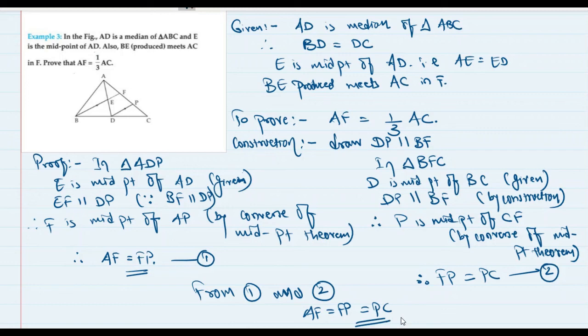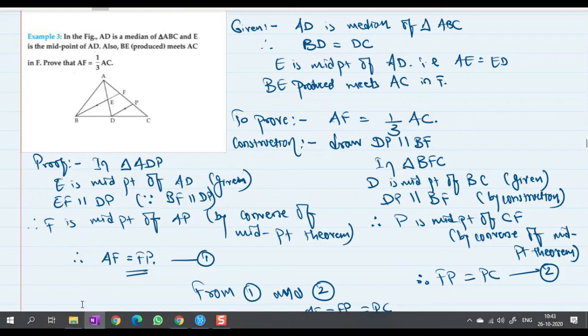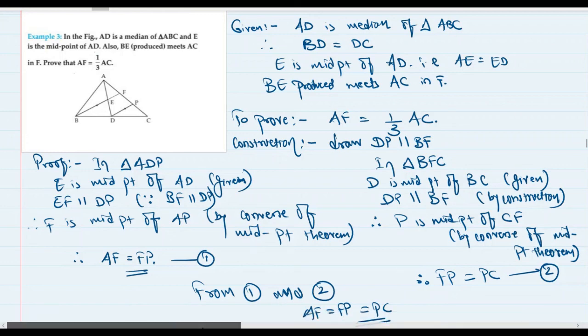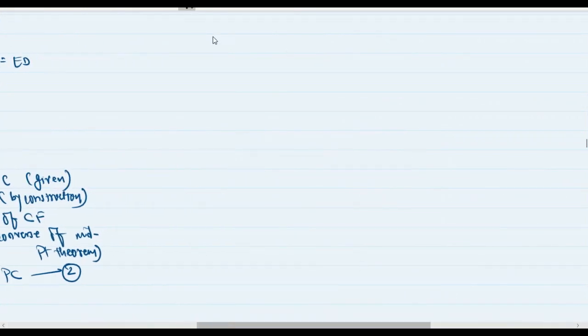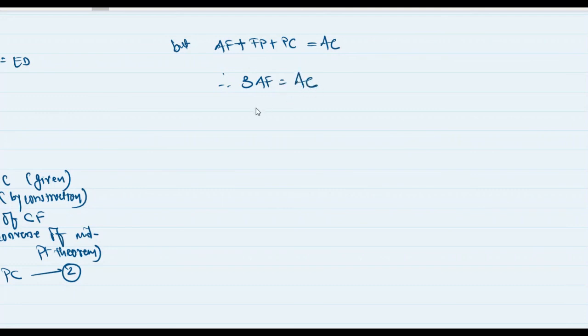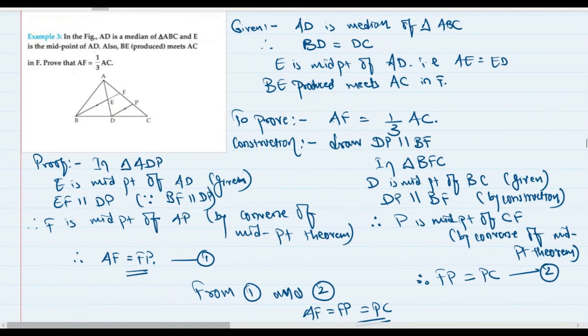But this is not over here. We have to prove that AF is one third of AC. Now, AF plus FP plus PC is equal to AC. Therefore, 3 times AF is equal to AC. Therefore, AF is equal to one third of AC.